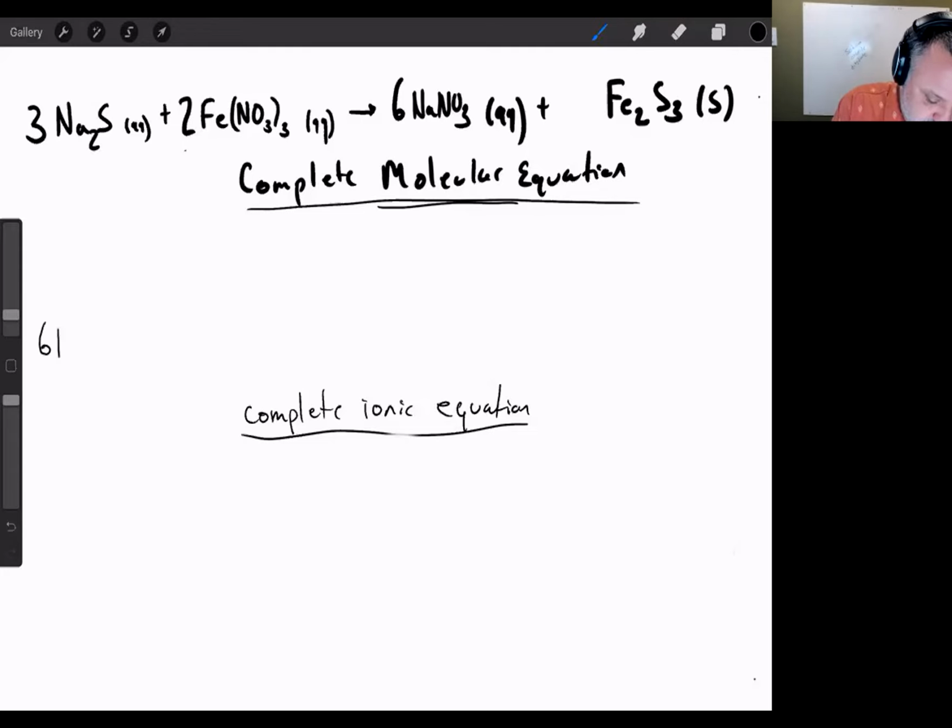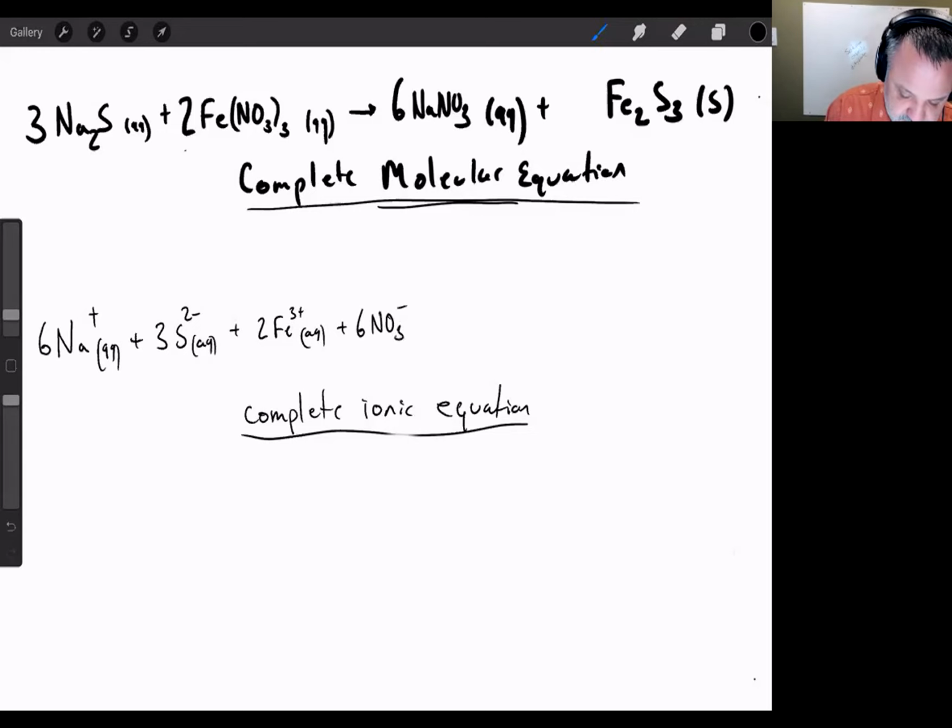I have 3 sodium sulfides, so that means I have 6 sodium ions, and they're aqueous. I have 3 sulfide ions, and they're aqueous. I have 2 iron 3 ions, and they're aqueous. I have 6 nitrate ions, and they're aqueous. That's how I deconstruct the equation.